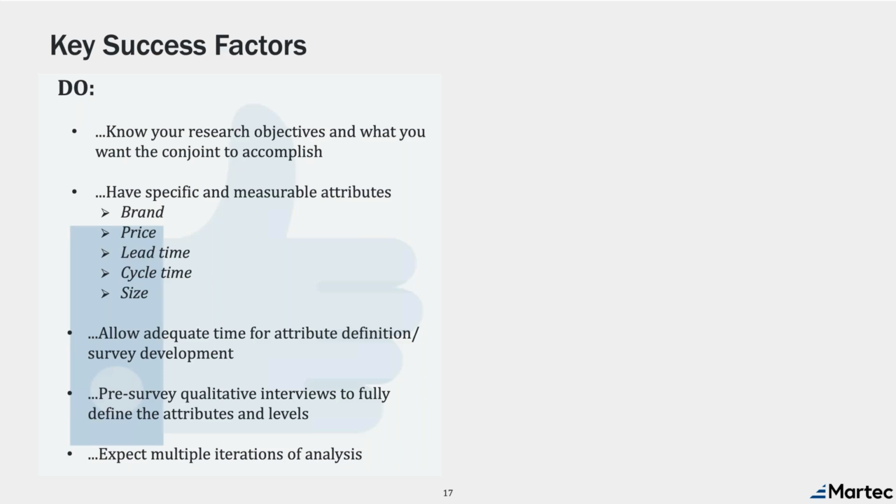Make sure that you allow adequate time for attribute definition and survey development. Sometimes conjoint surveys can take longer to develop. There's more back and forth between the client and the supplier, really making sure that we have the full universe of potential competitive features and options represented within the list of attributes.